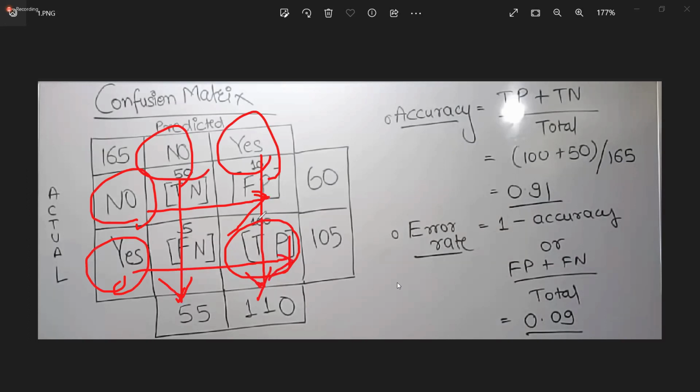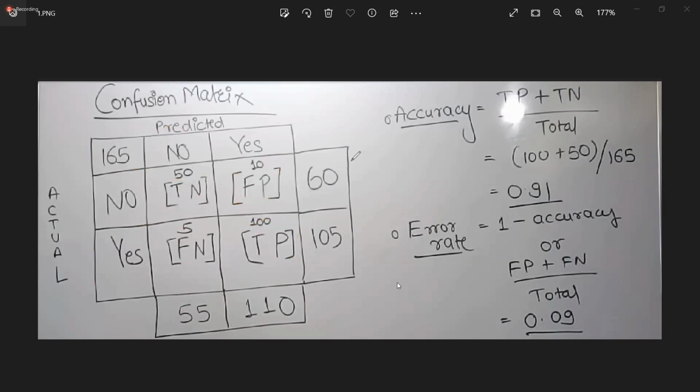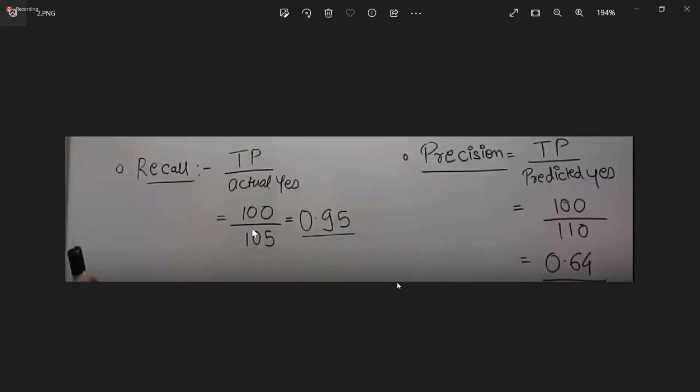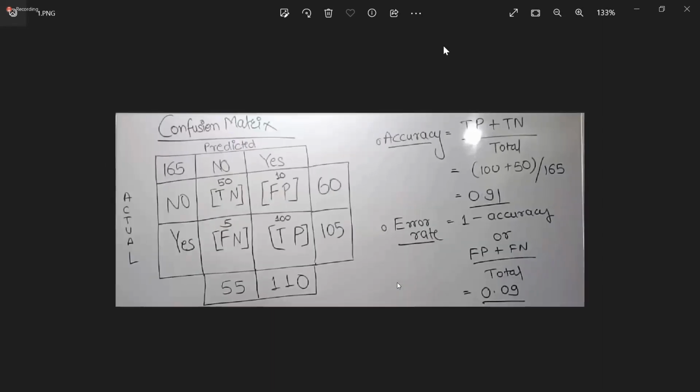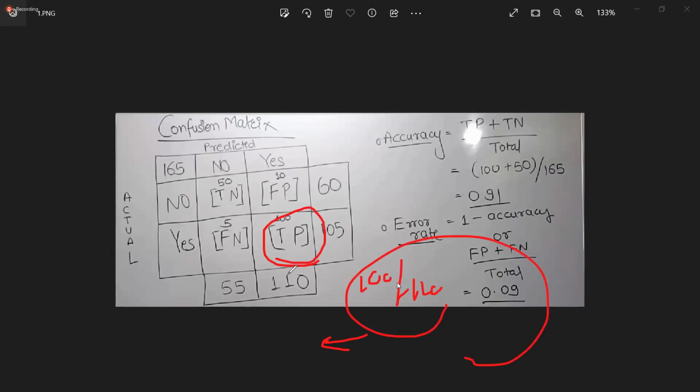Are you getting me? Yes, guys, online team. So this is actual no, this is actual yes, this is predicted no, this is predicted yes. So the precision formula is TP by predicted yes, and recall is TP by actual yes. How all those things work, I'll show you practically, then only you understand. So I can say TP by predicted yes, 100 by 110. This is precision. And what is recall? TP by actual yes, 100 by 105.